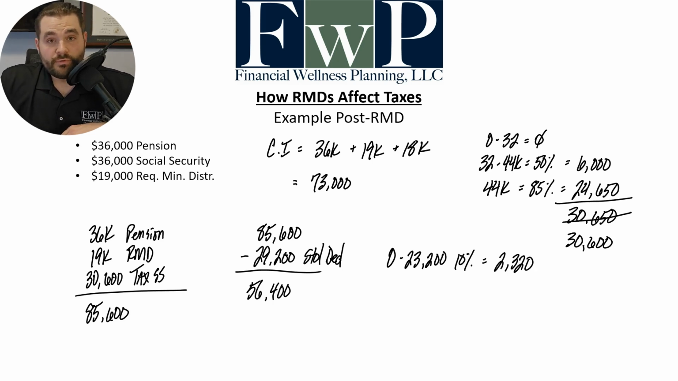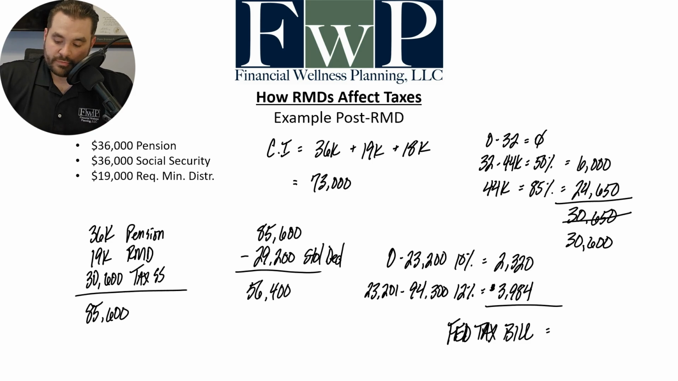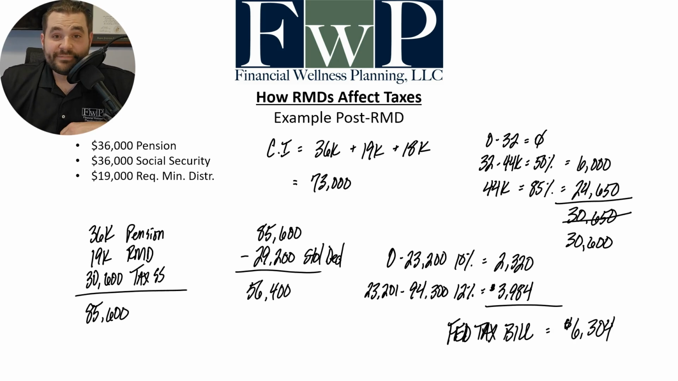Because their income goes over the $23,200, we have to look into the next tax bracket, which is taxed at 12%. Anything from $23,201 to $94,300 is taxed at 12%. If we do the math, this is going to equate to an additional $3,984 in federal taxes. If we add these up, their total federal tax bill, because of the RMD, is $6,304.